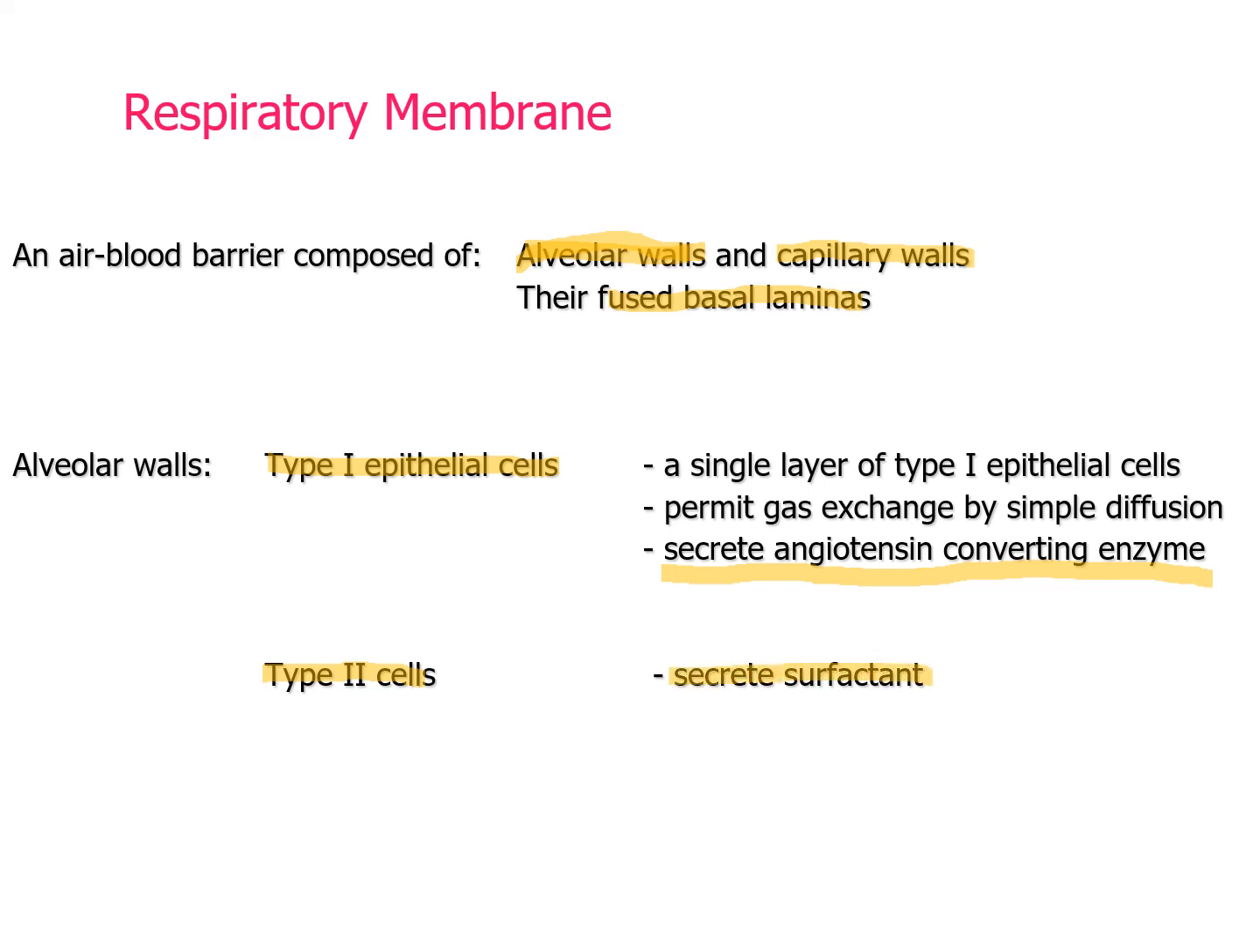Surfactant is a detergent-like molecule that reduces the surface tension of the fluid that is on the inner wall of the alveolus. In this way, when you breathe out, your alveoli don't collapse because of the attraction of the water molecules to each other. This disrupts the attraction of the water molecules. And that's what detergent does, actually. So I'll talk about this a little bit more later.